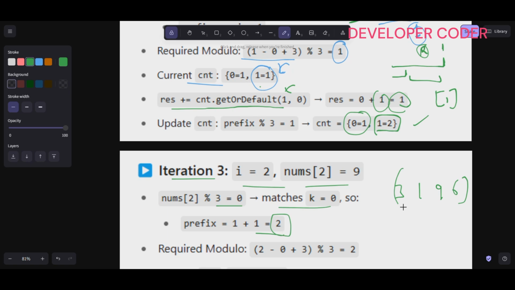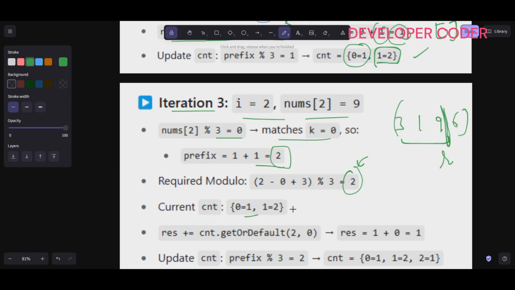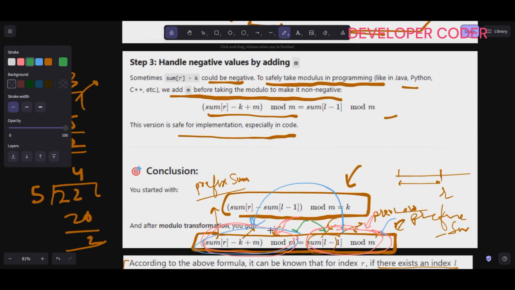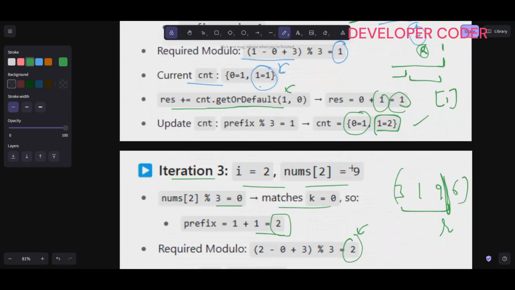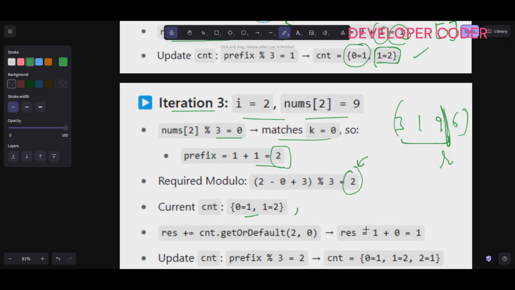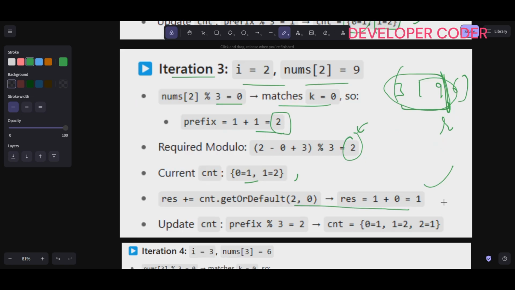So now, until here, ending at this right side boundary, my required modulo, I'm searching for 2 in the left side. In the left, how many conditions satisfy this same required modulo? In the left side there is no value of 2, so nothing, because we need LHS equal to RHS. So here there is nothing. 2 is not there, so there will be no impact on the result. So this is not valid, and the result is going to remain 1 only.